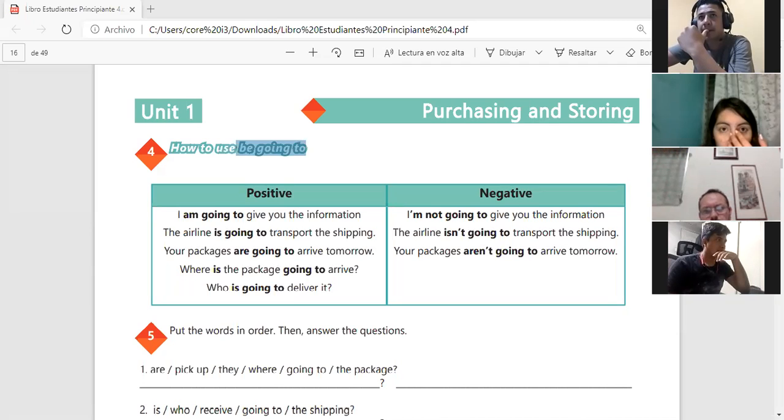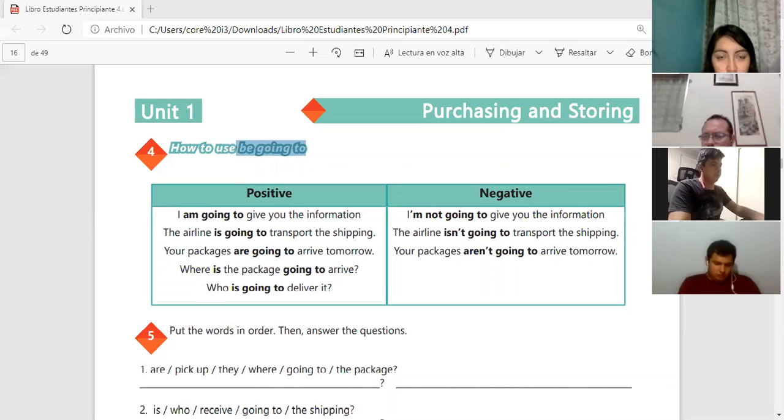Entonces, si yo digo Constantino is going to eat tacos tomorrow, yo estoy diciendo que Constantino va a comer tacos mañana. Constantino is going to eat tacos tomorrow. Ahora, esa es una afirmación, no es una pregunta. Si yo quiero hacer la pregunta, solamente voy a hacer un switch. Voy a poner el verbo to be, que es is or are, antes del sujeto.